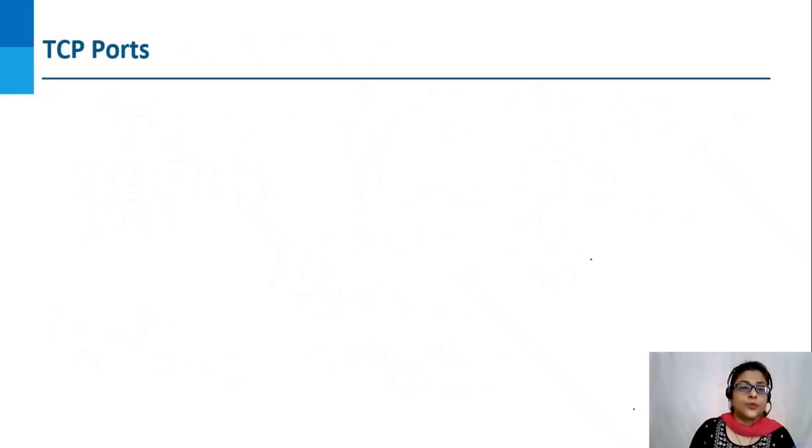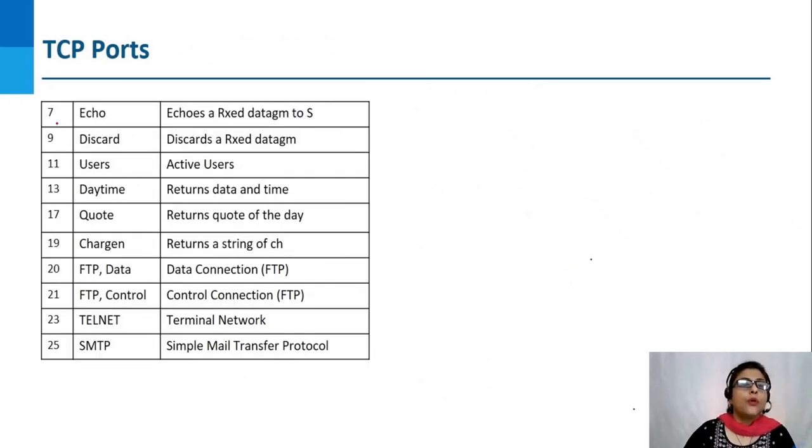What are the important TCP ports? Port number 7 is the echo port, which echoes a received datagram to the server. Port number 9 is the discard message, which discards a received datagram. Port number 11 is users, which mentions the active users. Port number 13 is the daytime process. It returns date and time. Port number 17 is the quote process, which returns quote of the day.